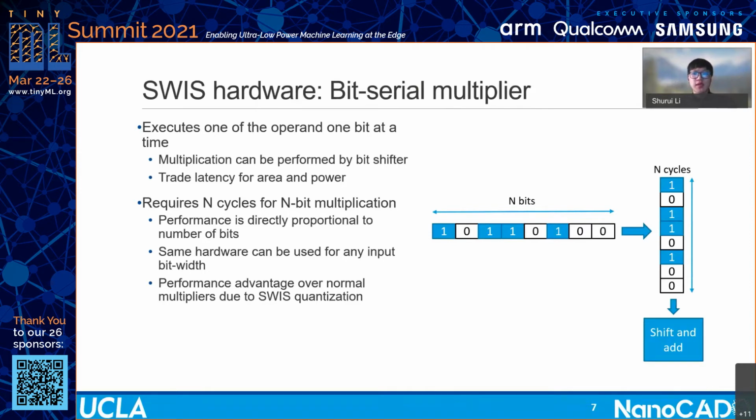If all the bits are processed for an n-bit number, bit serial multipliers have trouble getting any benefit compared to a normal fixed point multiplier due to the latency overhead. However, SWIS can aggressively compress the weights, so only a very small portion of the bits needs to be processed, and this results in better performance and efficiency.